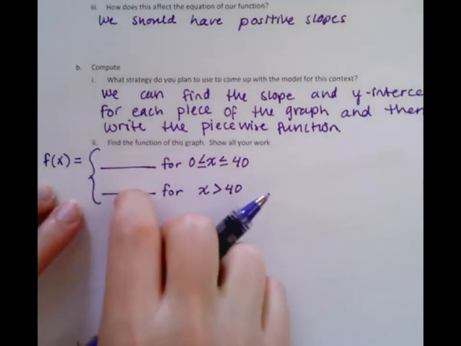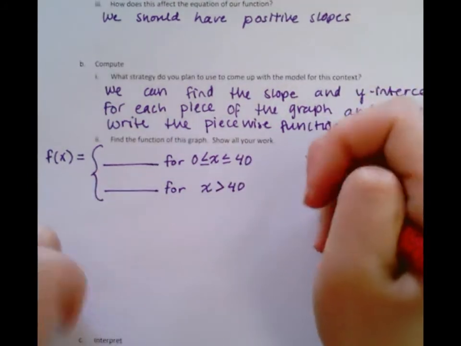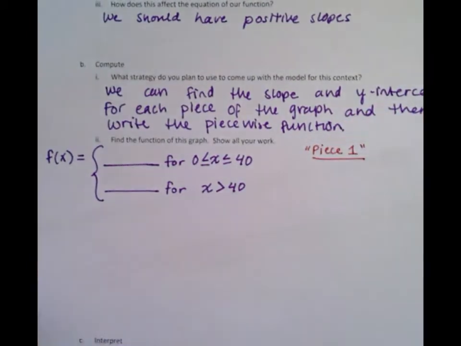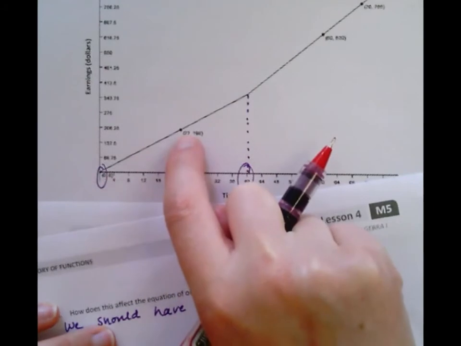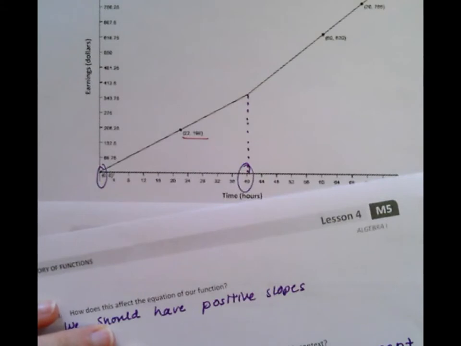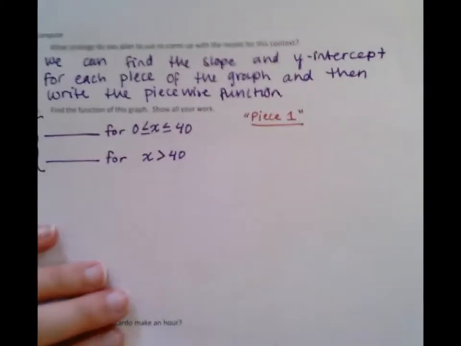Now we still need to come up with what goes in those two pieces, right? In order to do that, we're going to use the points we were given on the graph for each piece. I'm going to call the first one piece 1. If you go back to the graph, we have 2 points that we know about on piece 1. We have 0, 0, and we have 22, 198. So we're going to use those 2 points. I'm going to write those down here.